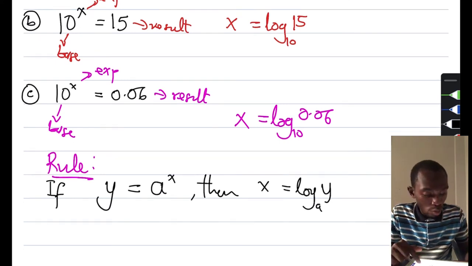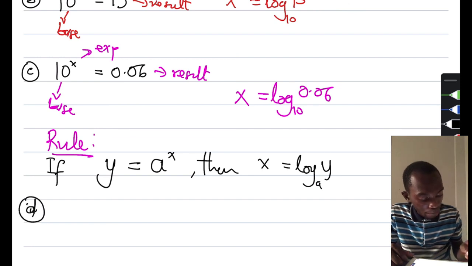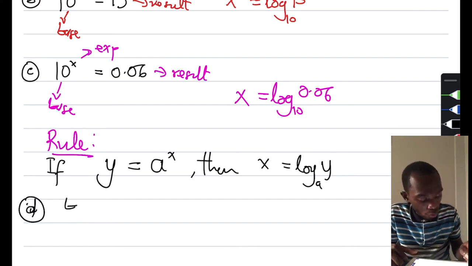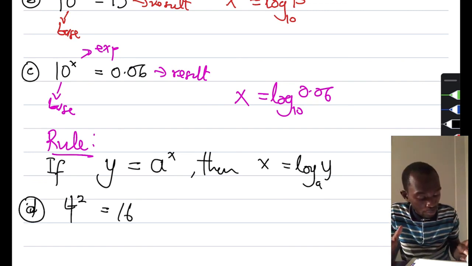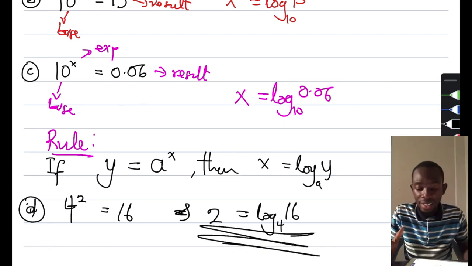Let's do one more question and then we call it a day. Let's call it question D. How about if we have 4 to the power 2 is equal to 16. Write this in the log form. That would be 2 is equal to log 16, base 4. So this is exactly what log seeks to do.